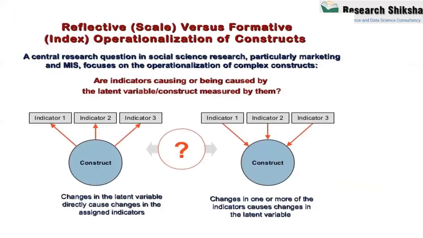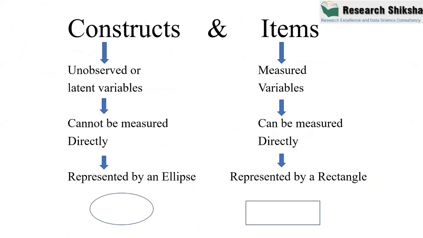Okay, now let's start from the basic thing, constructs and items. What is the difference between a construct and an item? There are many statements which can be measured directly. For example, I can measure your satisfaction directly. I can measure your perceptions, right? But there are many variables which cannot be measured directly. Let me give you one example first, with the help of which I hope we can understand.